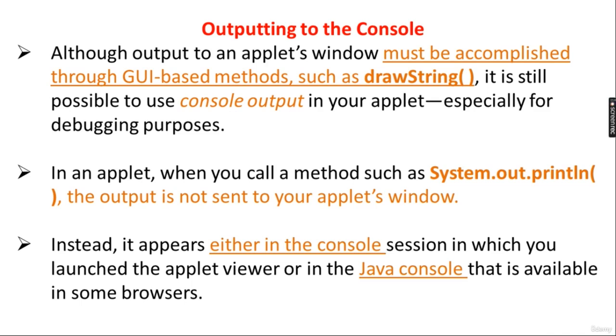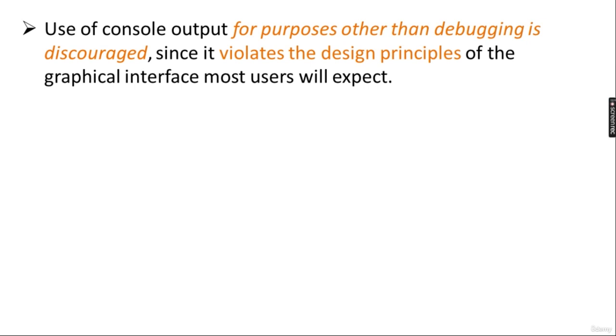In an applet, when you call a method such as System.out.println, output is not sent to your applet window. It will not be shown in the foreground. It will appear either in the console session in which you launched the applet viewer or in the Java console that is available in some browsers. Use of console output for purposes other than debugging is discouraged. So if you want to debug what the error is and where it is, then only use System.out.println in your applet. Otherwise, you should not use it because it violates the design principles of the graphical interface most users will expect.